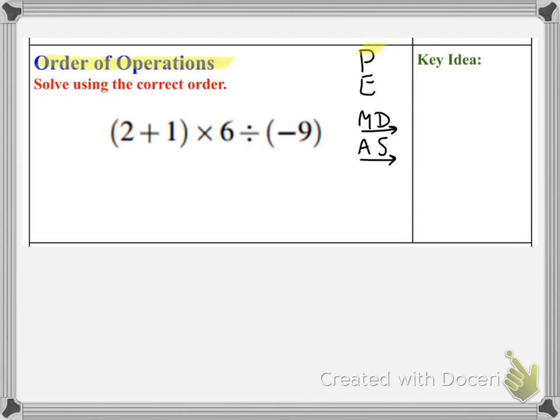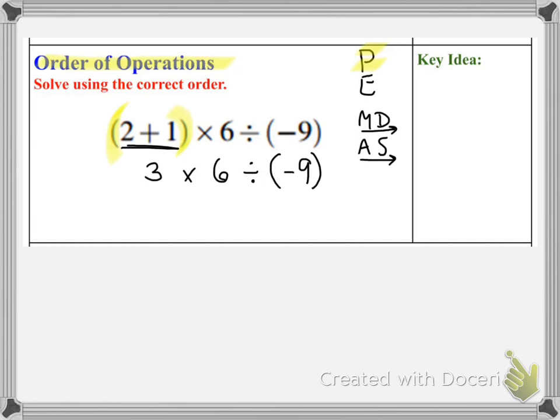So now we're going to start with parentheses. And we do have parentheses. We have parentheses grouping the operation of 2 plus 1. So we have to do that first. So 2 plus 1 is going to give us 3. And then the next step is to copy everything else down. So it's going to look like this. Times 6 divided by, and now we have a negative 9.